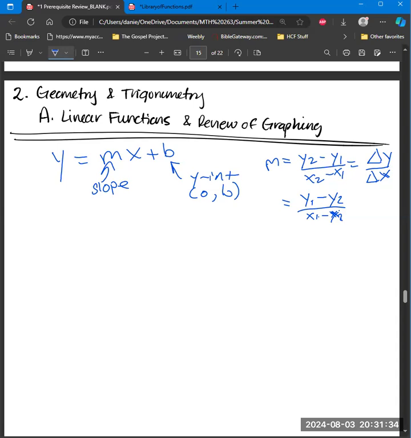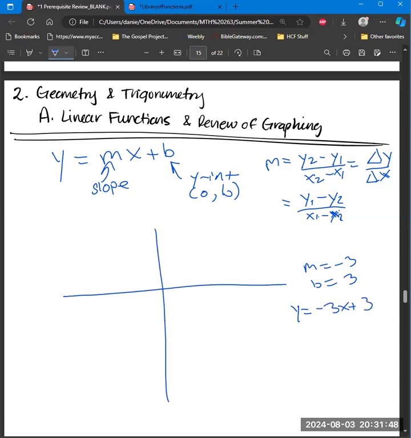So let's give an example here where our m is going to be -3 and our b is going to be +3. So that would make our equation y equals -3x plus 3, and we want to graph that linear function. We're going to start with the y-intercept of 3, and then we're going to use the slope to come down 3 and right 1. That gives us the point (0, 3) and the point (1, 0). This is our y-intercept. This is our x-intercept.